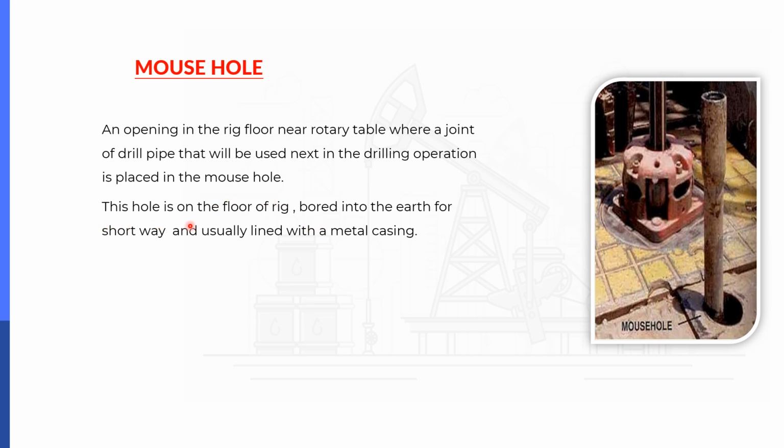So this hole on the floor of the rig is bored into the earth for a short way and usually lined with metal casing. In short, you can understand that there is a hole just beside the rotary table, actually between the rotary table and the V door. There is a hole where the drill pipe is kept, which will be used in the next operation to join more drill pipe to the drill string.